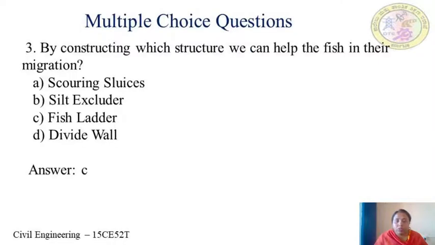Now coming to the third question, that is, by constructing which structure we can help the fish in their migration. The options given here are A, scouring sluices, B, silt excluder, C, fish ladder, D, divide wall. Yes, the answer is C, that is fish ladder.